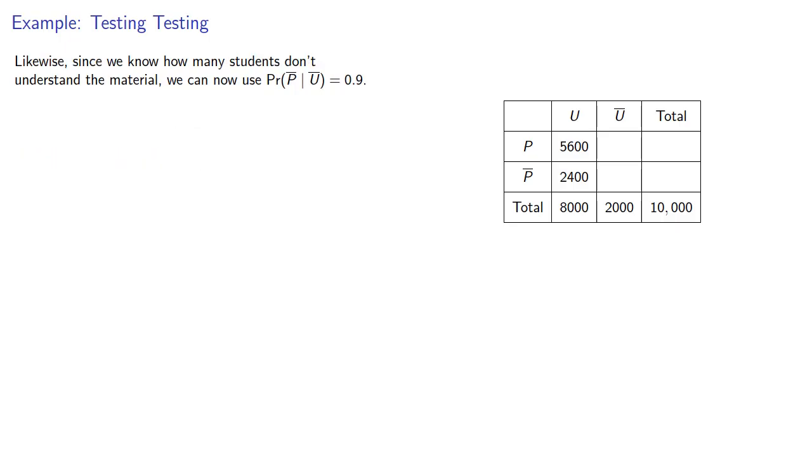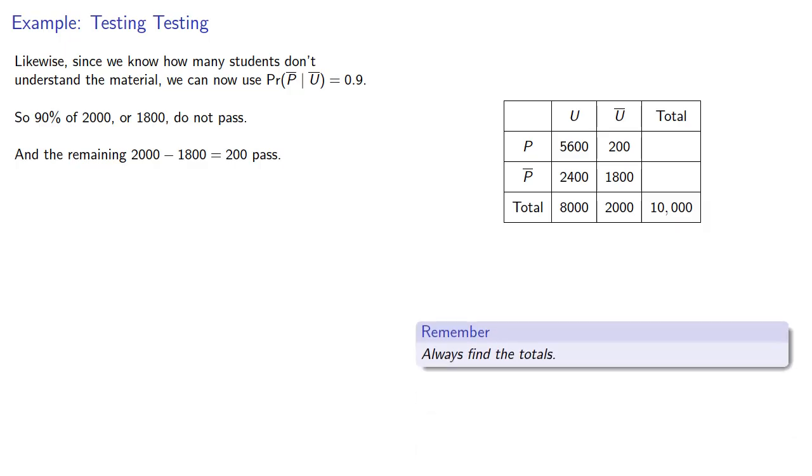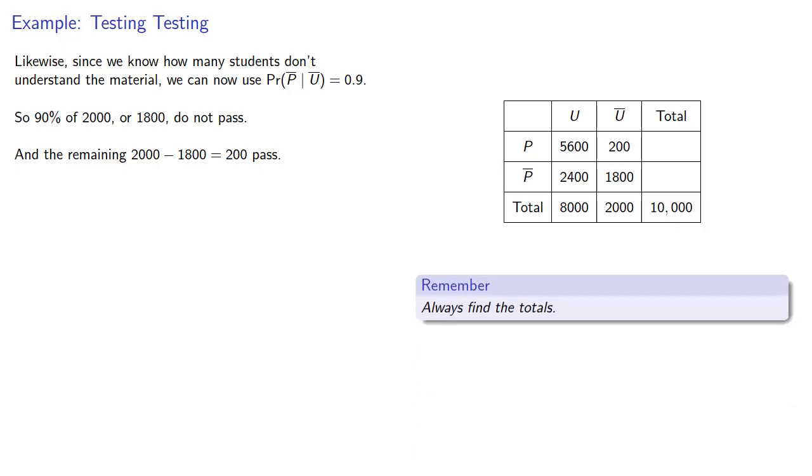Likewise, since we know how many students don't understand the material, we can now use the probability they don't pass, given that they don't understand the material, 0.9. So 90% of 2,000, or 1,800, do not pass, and the remaining 200 do. And again, we should always find the totals, so let's extend our rows across to find the total number who passed and the total number who didn't.